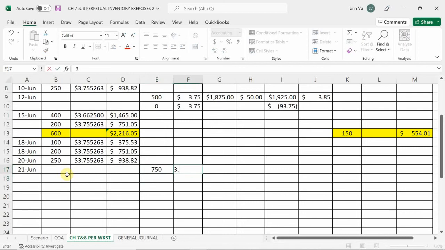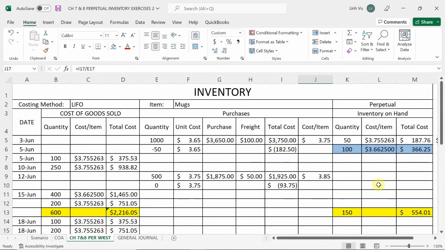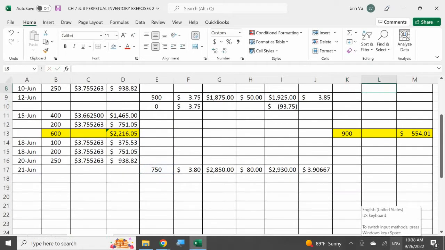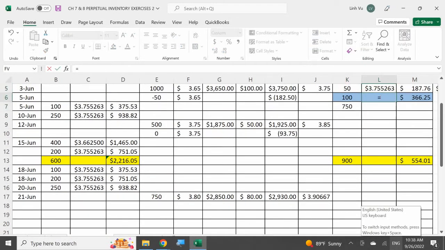750 at 3.80 gives you 2,930. So in this case, my third batch of inventory, what's my cost per item for my third batch of inventory? $3.96. Okay, good.